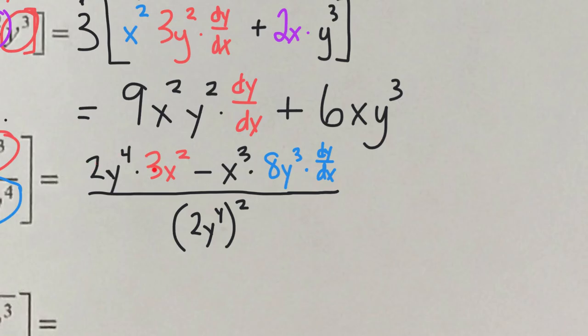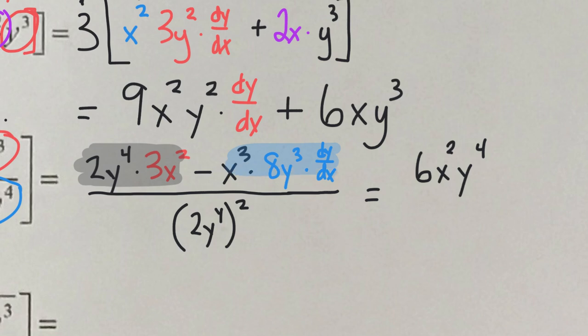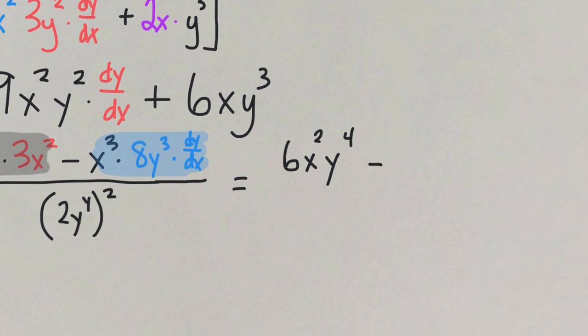I have a 2 times a 3, right? In this first, 2 times 3 is 6. And then I have x squared y to the fourth. Okay, so that's what I get when I simplify these terms. I multiply my 2 times my 3. Okay, and then these terms, notice there's no common multipliers. So I'm simply going to write everything down next to each other. 8x cubed y cubed times dy dx.